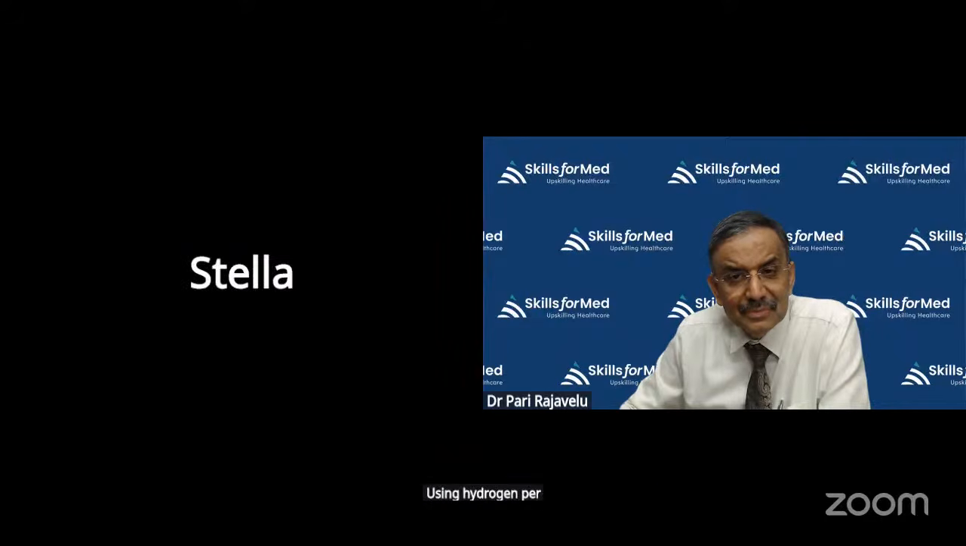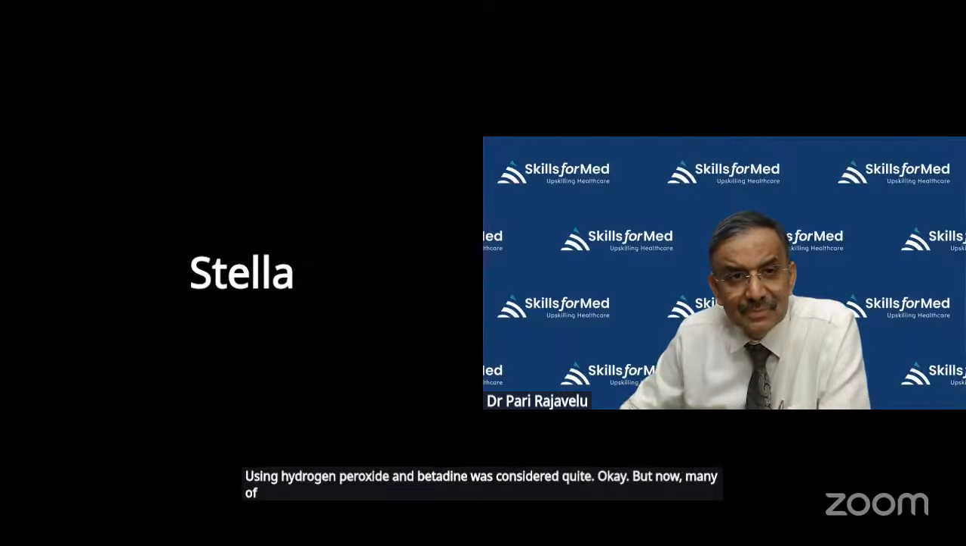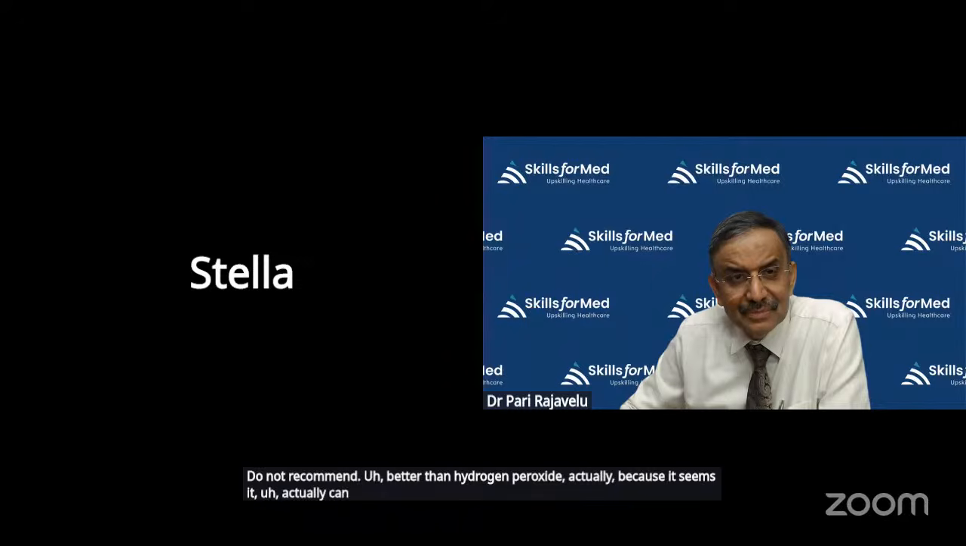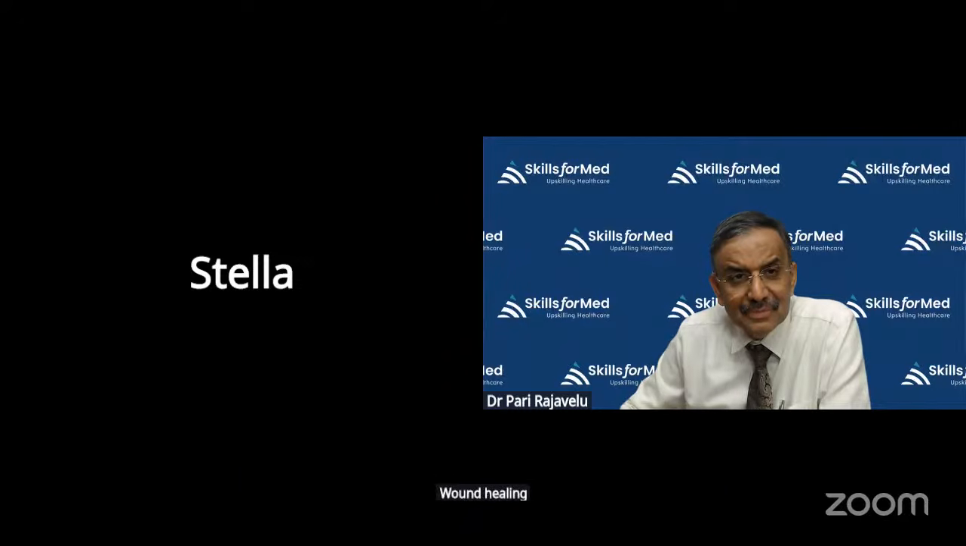Actually, for quite some time, for all these deep wounds, using hydrogen peroxide and betadine was considered quite okay. But now, many of the wound care associations do not recommend betadine or hydrogen peroxide, because it seems it can affect granulation and wound healing. What is preferred is some of these newer cleaning solutions that are available now. I think octenidine is one of them. There is PHMB, something called Milcept, which can be used for cleaning.